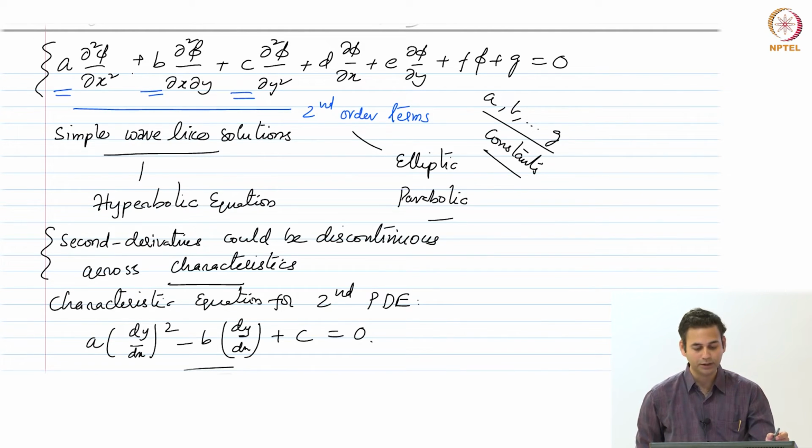Is it linear or non-linear? Linear, because they are all constants. This will be a linear second order PDE. Now, what would make it a non-linear PDE?